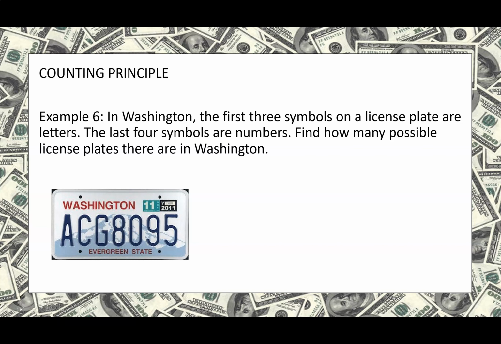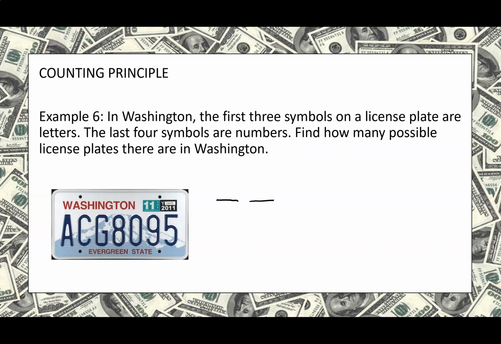Okay, example 6 here. In Washington, the first 3 symbols on a license plate are letters, and the last 4 symbols are numbers. Find how many possible license plates there are in Washington. I'm not super sure if this is true, but it is true for my license plate. Not sure if it's true for yours. But yeah, let's go ahead and calculate this, given that we'd assume that this is true.